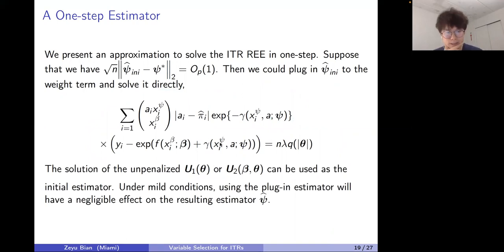And we haven't talked about the choice of the initial estimator. We suggest using the solution of the unpenalized U1 or U2 as the initial estimator. And under mild conditions, using the plug-in estimator here has a negligible effect on the resulting estimator.